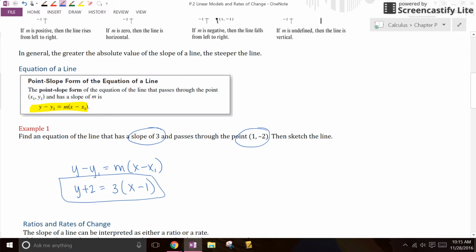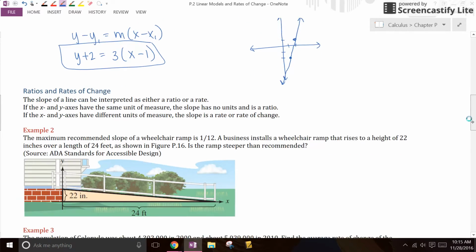It is that easy. You can distribute the 3 and clean it up. You can move the 2 to the other side so it looks like slope-intercept. Or you could just give me the equation because we're going to put it in a graphing calculator. How would I graph this? I'd either use that equation or I would plot the point (1, -2) and then do a slope of 3, which is up 3 over 1. I would graph my line like this. That is how we will graph, and that is point-slope form of an equation.